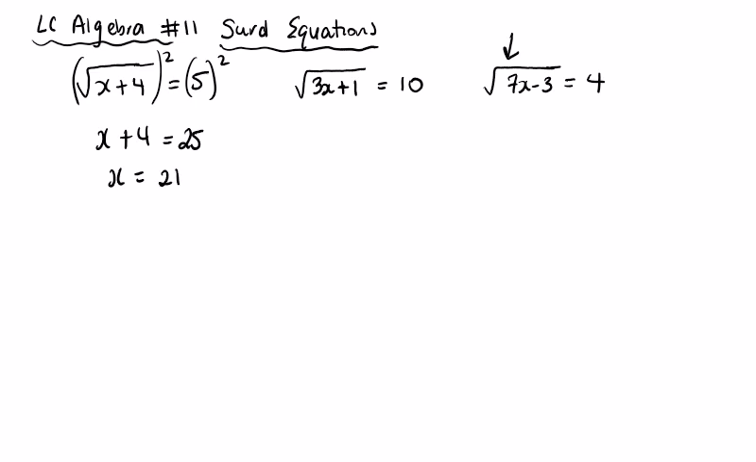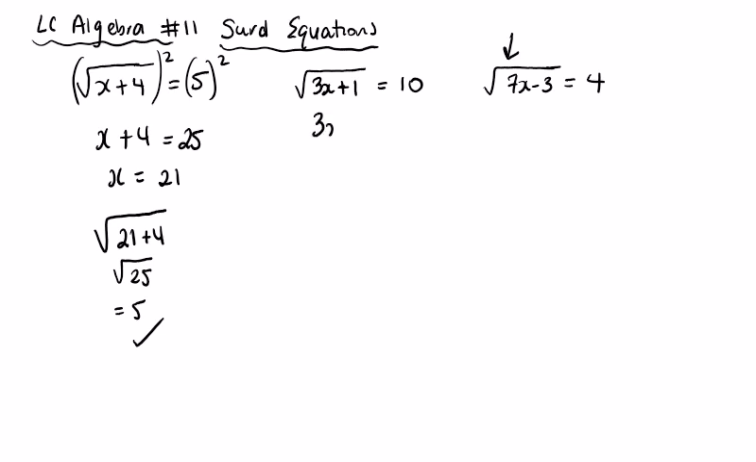Now in surd equations, you do have to verify your answer. So just check that 21: the square root of 21 plus 4 is the square root of 25, which is equal to 5. Because when we get to the more difficult surd equations, we could end up with two solutions, and not all of the time do both of them work. So you do have to show which one works and which one doesn't.